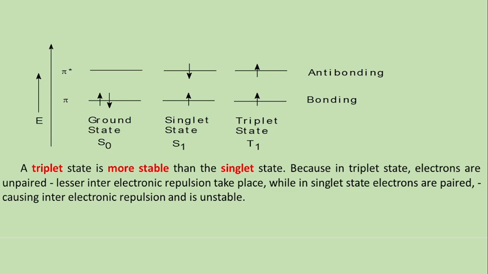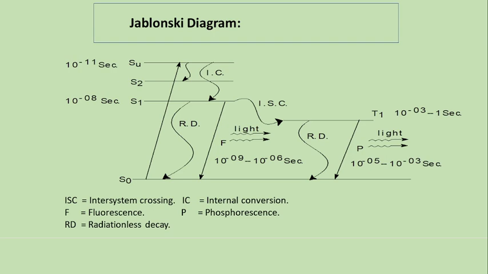A triplet state is more stable than the singlet state because in a triplet state electrons are unpaired, so lesser inter-electronic repulsion takes place, while in a singlet state electrons are paired causing inter-electronic repulsion and it is unstable. Based on all these things, the scientist Jablonski discovered the Jablonski diagram. For that, we have to understand what the Jablonski diagram is.